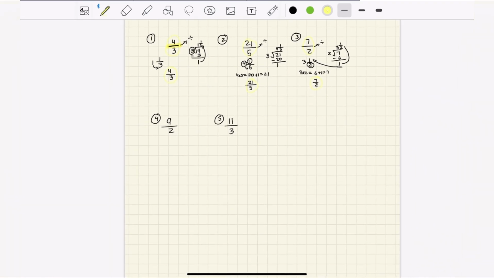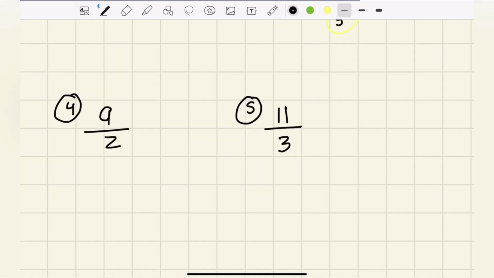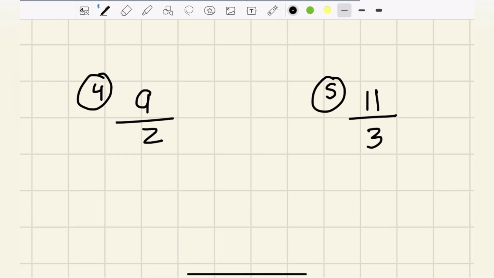Okay, let's actually do a different method now. So how I think about it is, how many times does 2 go into 9? Because I already know this line means division, I do it mentally. So how many times does 2 go into 9? That is 4 times to get 8, right? So that becomes my whole number.